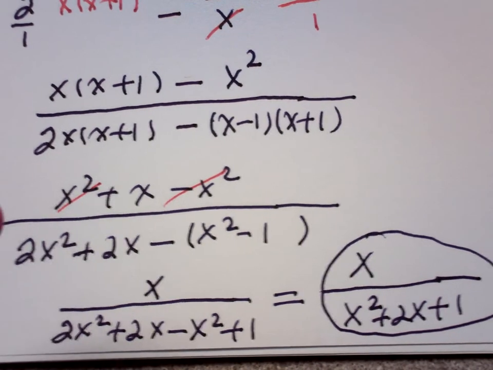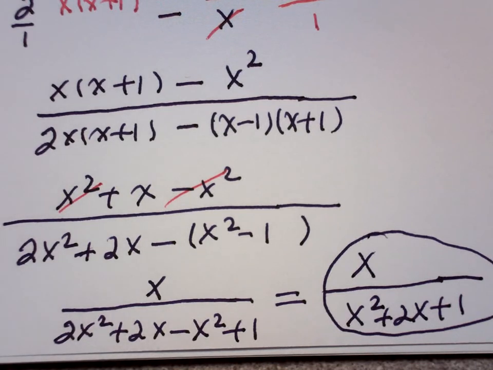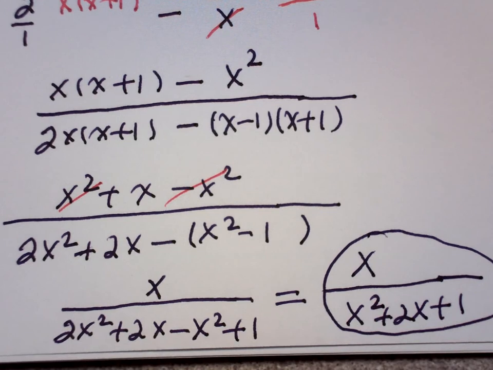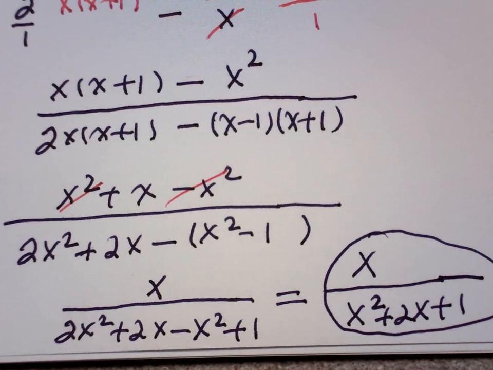We'll run into these things at oddball times. You never know when you're going to end up with a complex fraction. It just happens. As you're simplifying something, suddenly something ends up being a complex fraction.